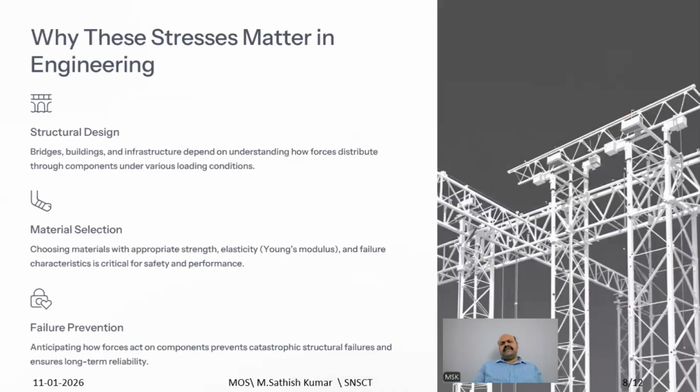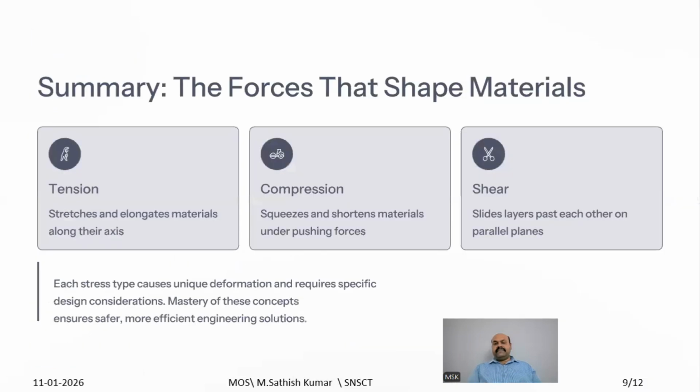So why do these stresses matter in engineering? We have structural design: bridges, buildings, and infrastructure depend on understanding how forces distribute through components under varying load conditions. Then material selection: choosing a material with appropriate elasticity, strength, and failure characteristics is critical for safety and performance. And failure prevention: anticipating how forces act on components prevents catastrophic structural failures and ensures long-term reliability.